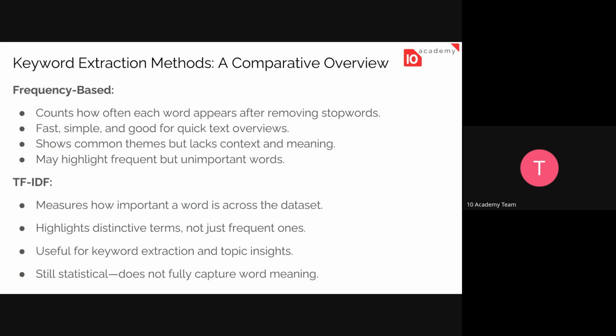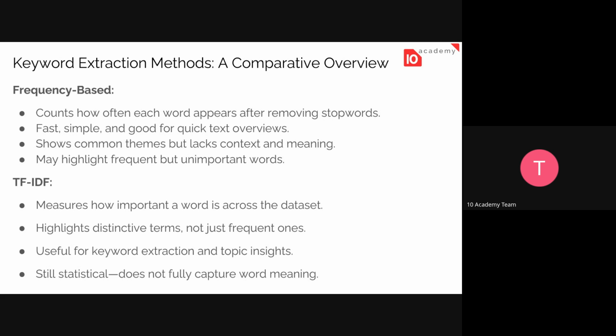So the second one is TF-IDF, which is a bit smarter. Instead of only counting words, it looks at how important a word is in one document compared to the entire dataset. So if a word is very common in one app review but rare in the others, it will spotlight it. This makes it useful for things like summarization or identifying unique topics.